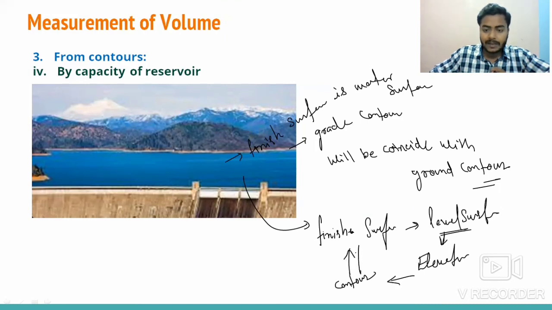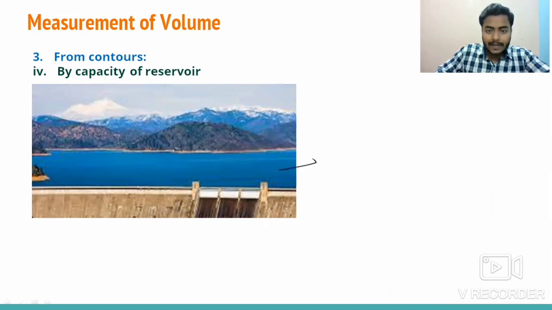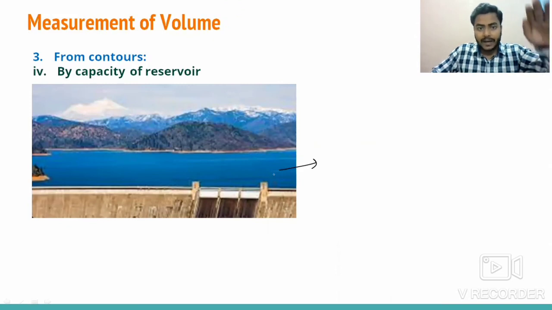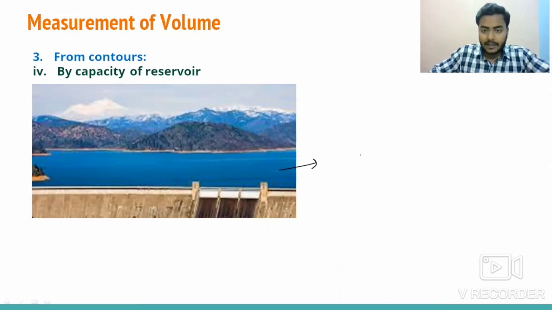So in this case we can say both are the same, both will coincide. Okay, so how can we calculate the volume? We will assume that the whole volume is divided into horizontal slices.